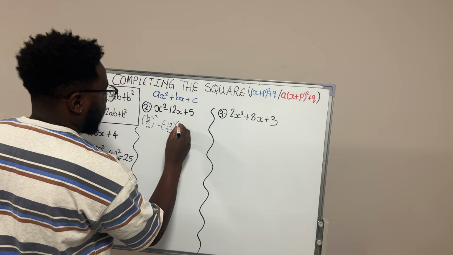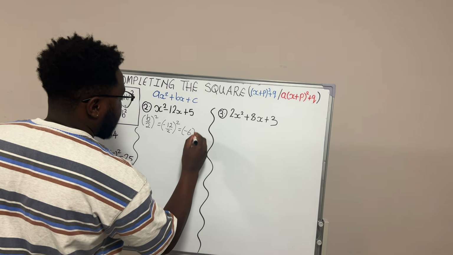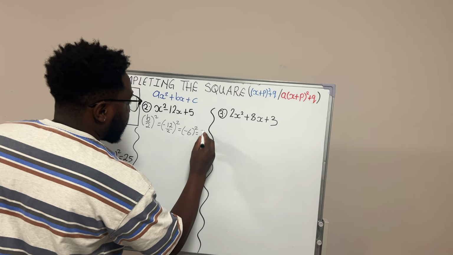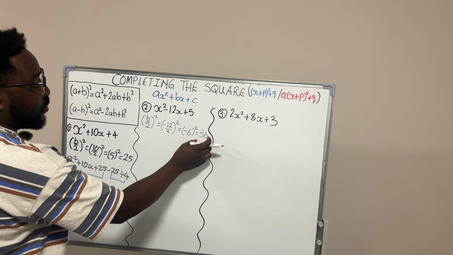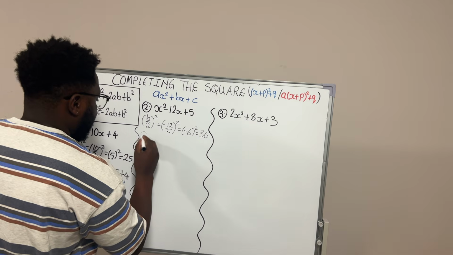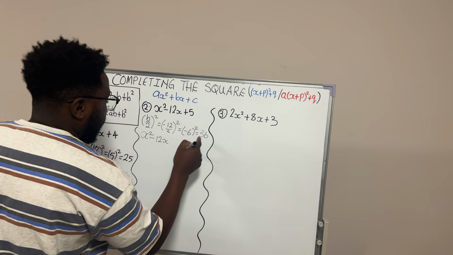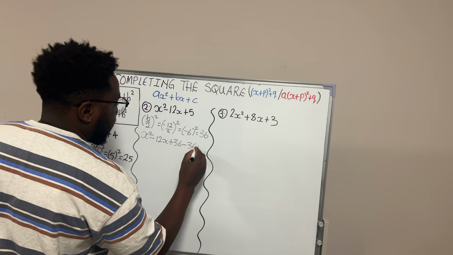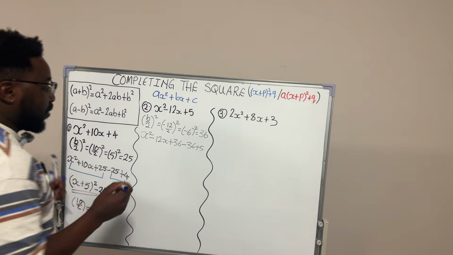So we take the half and then we square it. Half of negative 12 is negative 6. Square it. Negative 6 by negative 6, that's 36. Okay. Now this is the number that we were supposed to add, right? And subtract. So then we shall have x squared minus 12x, adding the 36, minus 36, plus 5. Okay, so now let us simplify.